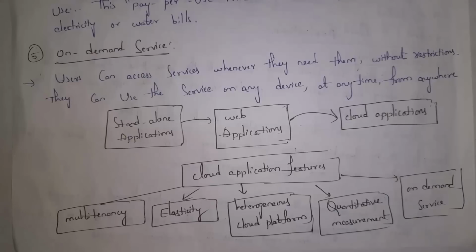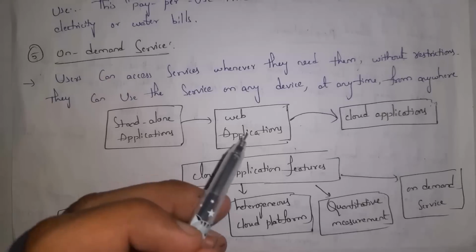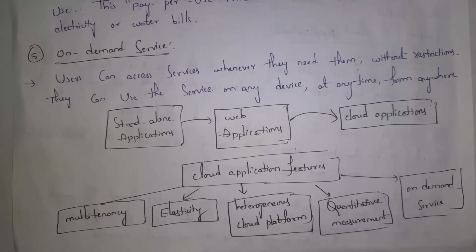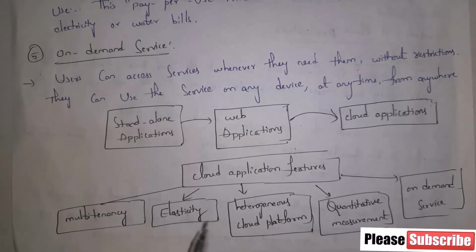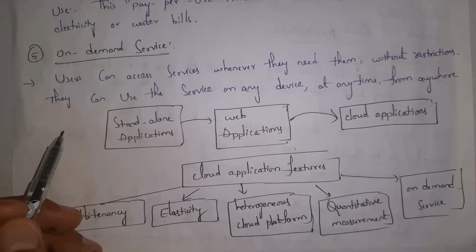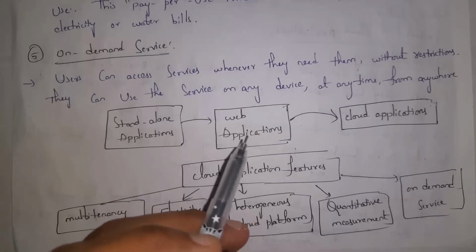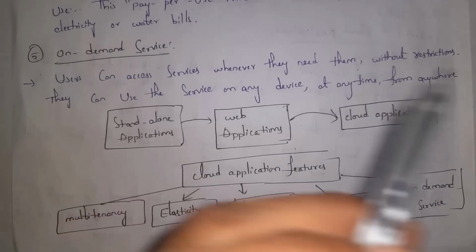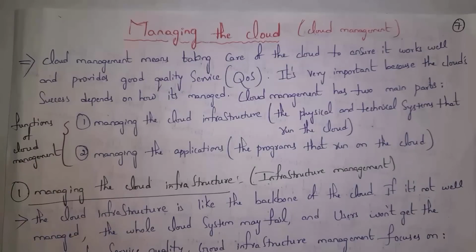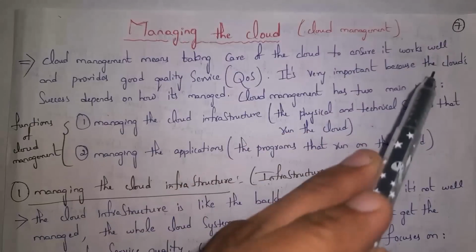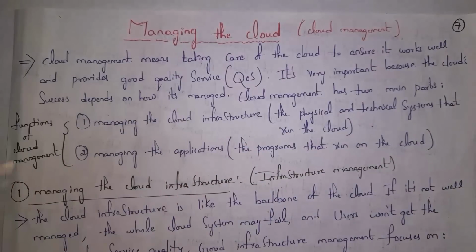And fifth one is on-demand services. Guys, whenever we want, we can use cloud applications. By using any device, at any time and from anywhere, we can use cloud applications. Just we need internet, that's it. So these are 5 features of cloud applications. In order to overcome problems of standalone applications, web applications were developed. And in order to overcome problems of web applications, cloud applications were introduced. Next I will explain managing the cloud. Cloud management means taking care of the cloud to ensure it works well and provides good quality services.